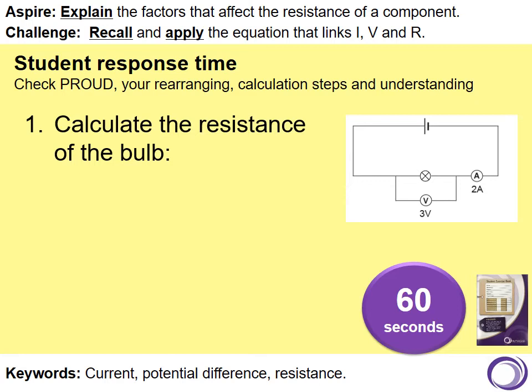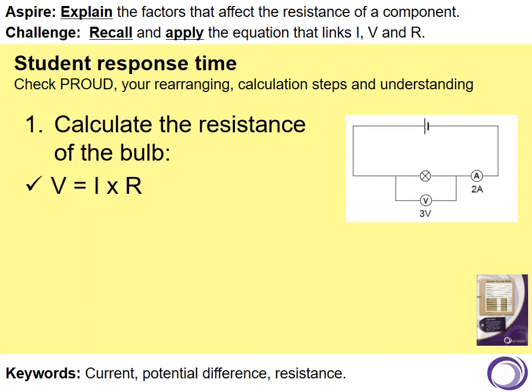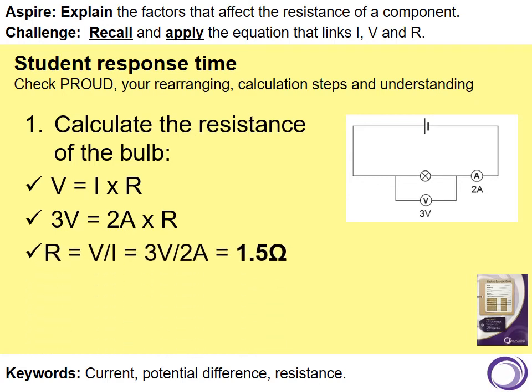Okay, let's see how we've got on. So, V equals IR is the equation that we've been given. We know we've got 3 volts reading from the voltmeter. We've got a current reading of 2 amps, and we can put that into the equation. We'll then need to rearrange the equation in order to get R on its own, which will give you R equals V over I, which is 3 volts divided by 2 amps, which results in 1.5 ohms. Remembering the unit of resistance is ohms.